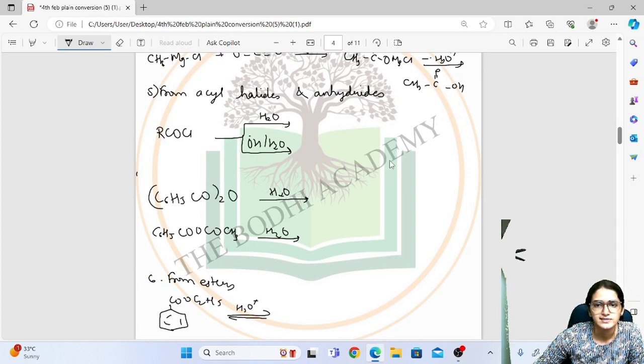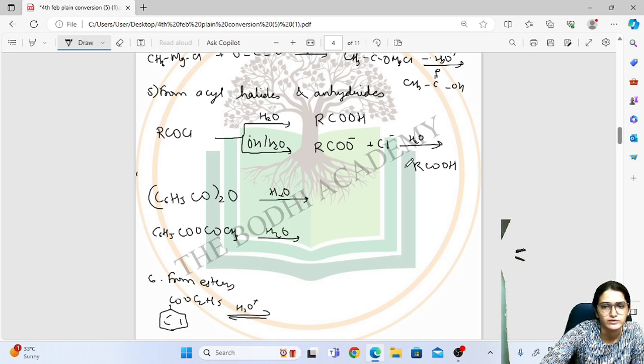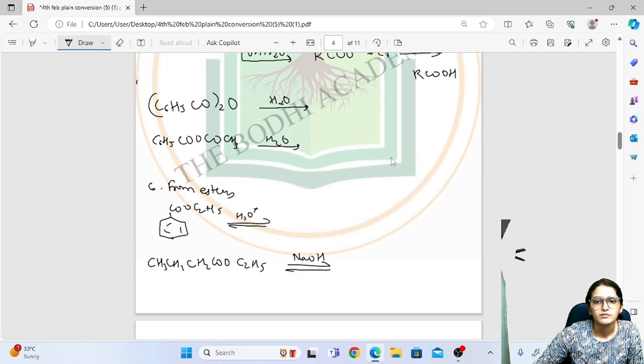Next is from acyl halides and anhydrides. Now when we use acyl halide, that is RC double bond O Cl, with water, we directly get the RCOOH group. But if we take OH minus, that is base, then we are not getting carboxylic acid but we get carboxylate ion, that is RCOO minus plus Cl minus. Then further treating with water we will get RCOOH. So here we are not getting the compound directly, but on further treating we are getting the compound.